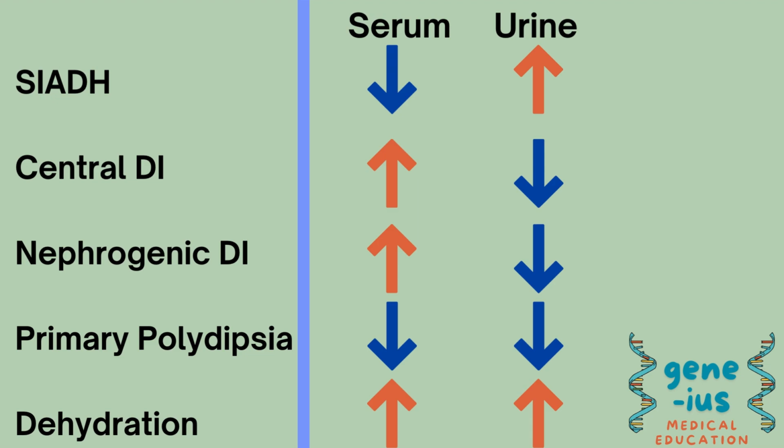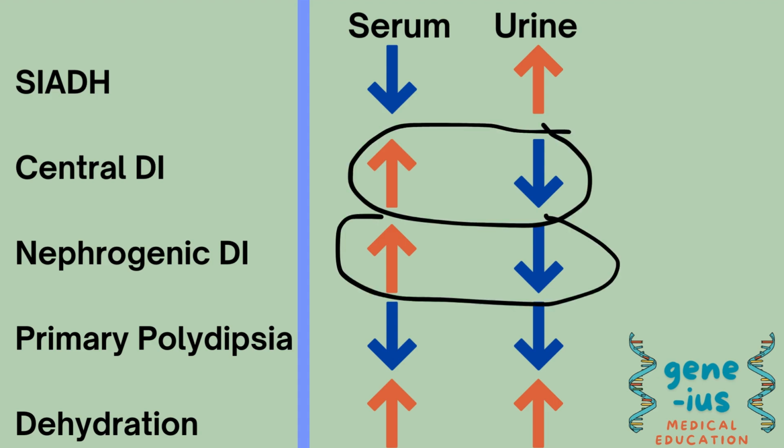Notice how the 3 conditions that involve an issue with ADH have opposite serum and urine osmolarity. That is in comparison to primary polydipsia and dehydration that have to do with water intake. Those have the same either increased or decreased in both serum and urine osmolarity. So in primary polydipsia, when someone is drinking too much water, there's a decrease in both serum and urine. And in dehydration, where someone is not drinking enough water, there's an increase in serum and urine osmolarity.